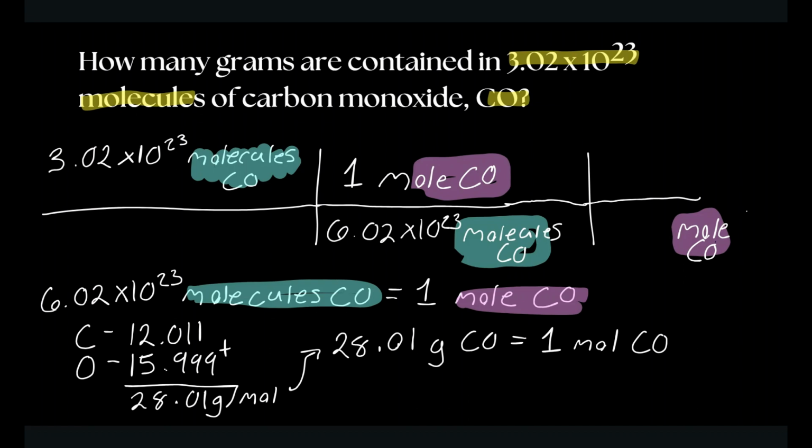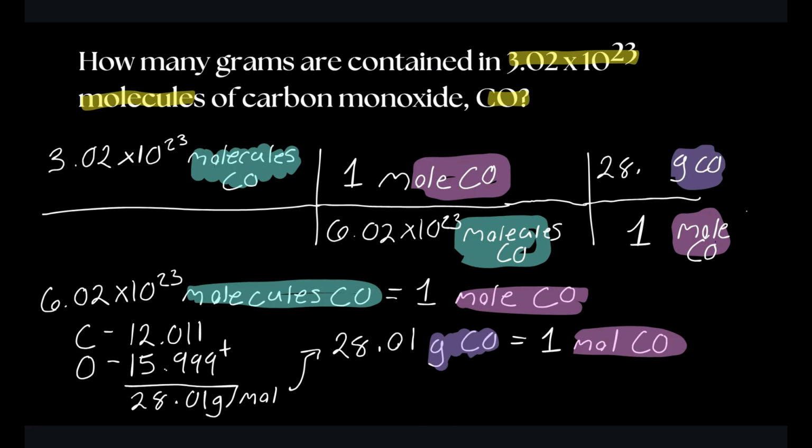Now we have the mole of our CO, which we're going to place into the diagonal, our 1 mole of our CO. And then that is going to be equal to our grams of the carbon monoxide, which are going to go on top. This will be our grams of the CO, and that number being the 28.01. We are able to solve this.